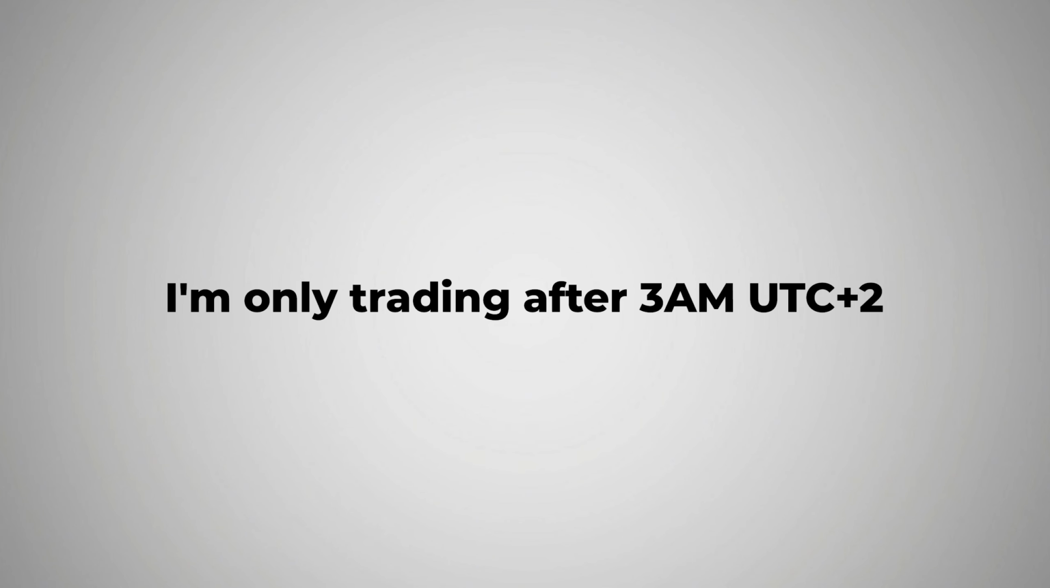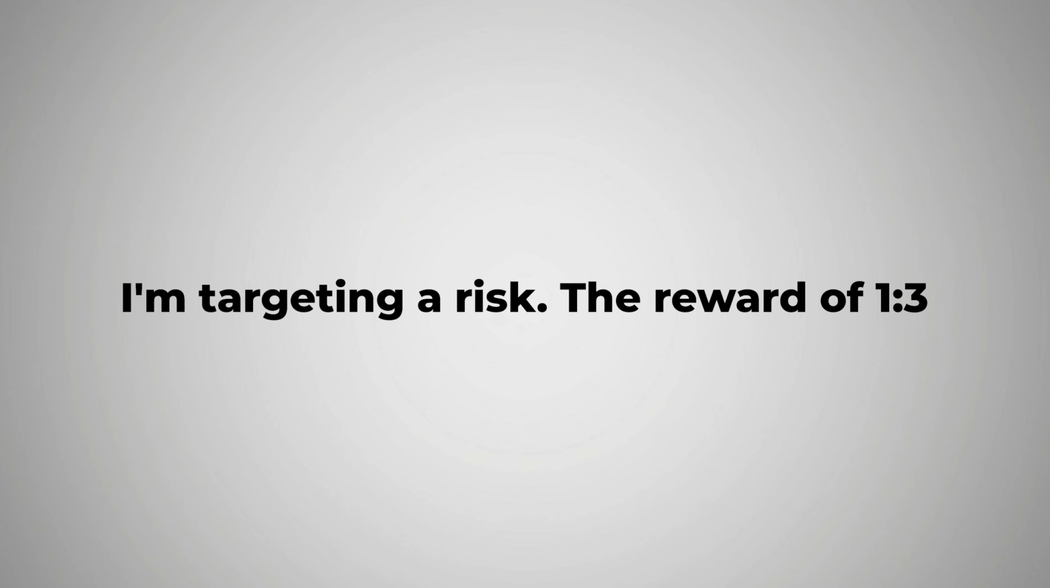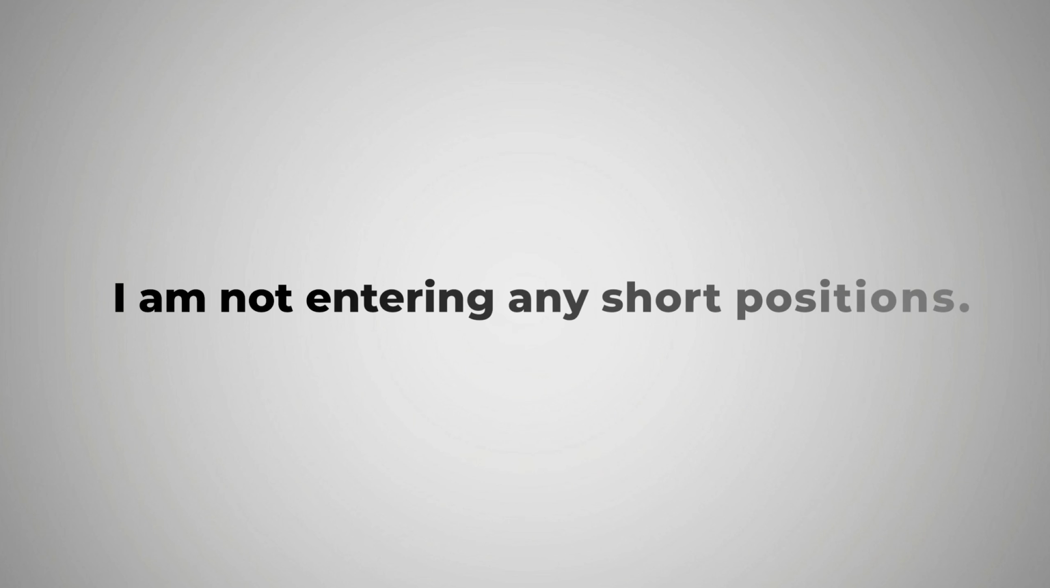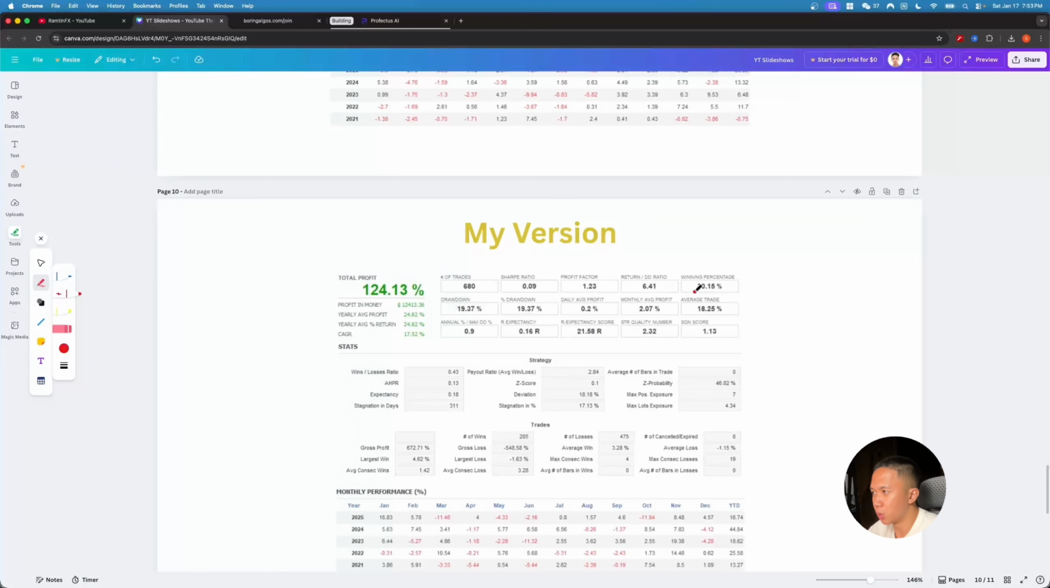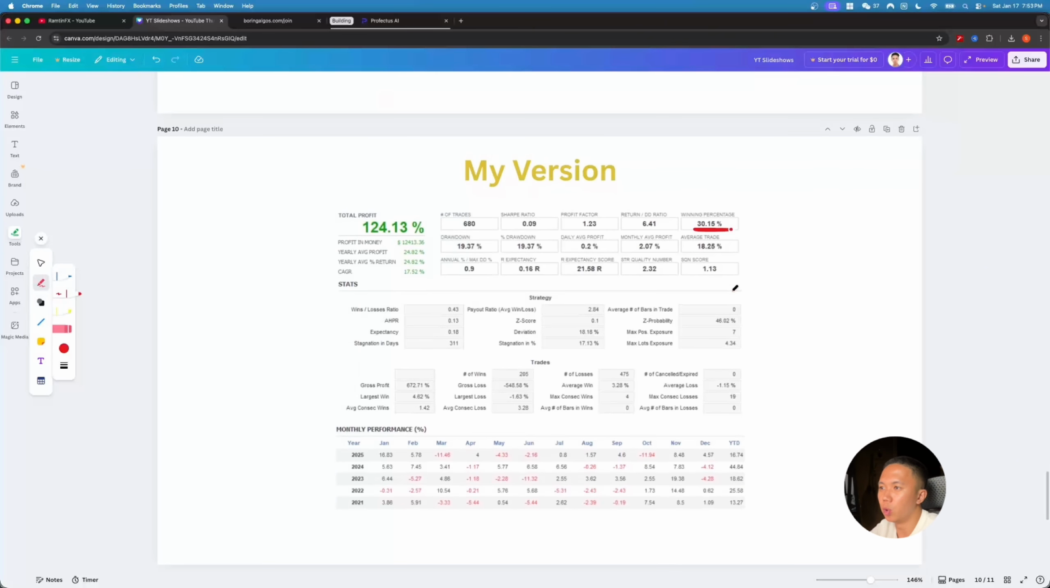So the first filter is that I'm only trading after 3 AM UTC plus 2. The second filter is that I'm targeting a risk to reward of 1:3. And the last filter is that I'm not entering any short positions. And if you noticed earlier, Ramtin's winning percentage is 54%, while my winning percentage was 30%. This is considered normal because my risk to reward is 1:3 while his is 1:1. And personally, I don't think that winning percentage is that important because the profit factor increased by more than 8%.